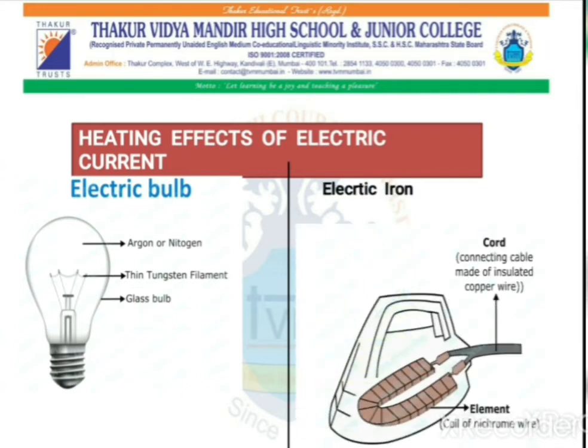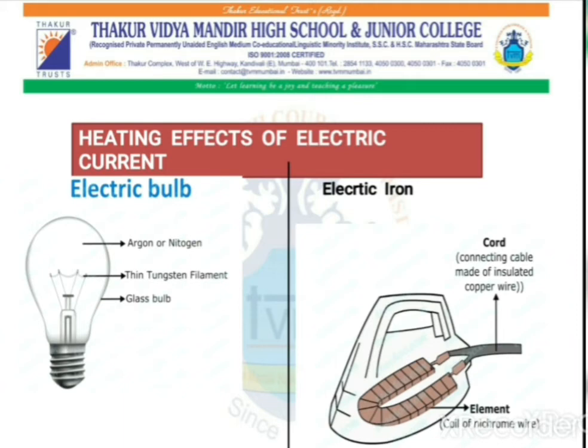In the electric iron, you can see one part which is labeled as element. This element is a metal coil which is made up of nichrome wire. That means this nichrome wire is a metal. So through the cord which is connected, the current enters into this element and the element becomes red hot. Now when this element becomes red hot, the heat is given out. This heat passes through the mica sheet which is placed below it.